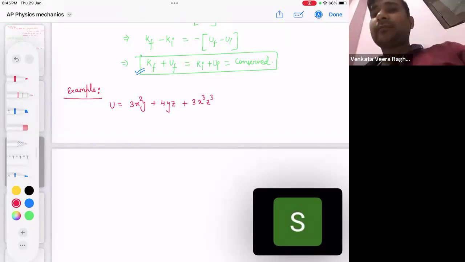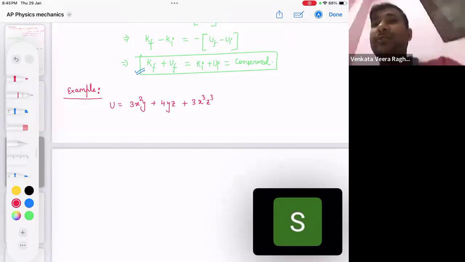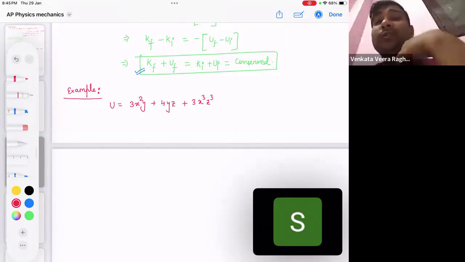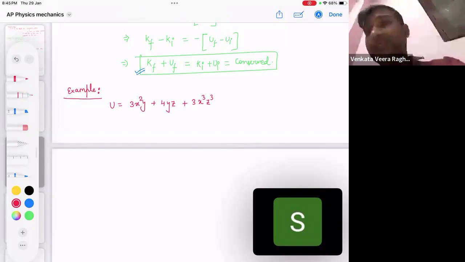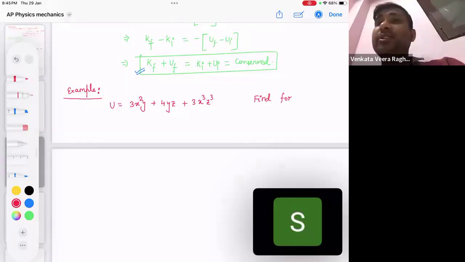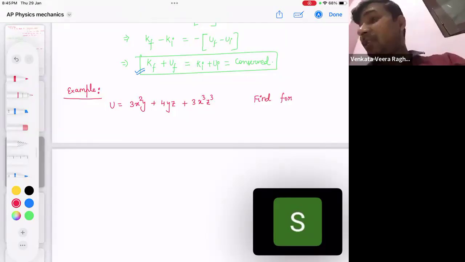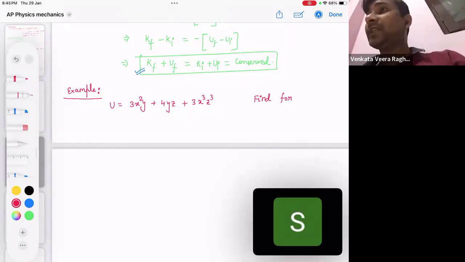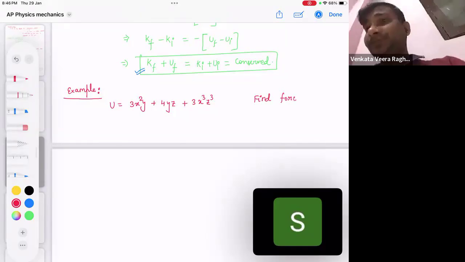You see, the potential energy of this particle is a function of what? x, y, and z. So that means on this particle there is going to be force in the x direction, y direction, as well as in the z direction. That force is also variable in nature. And which force? Conservative force, obviously, because I have given you the potential energy. If I am giving you the potential energy, it can be given only for a conservative force. Okay, find the force acting on the particle.